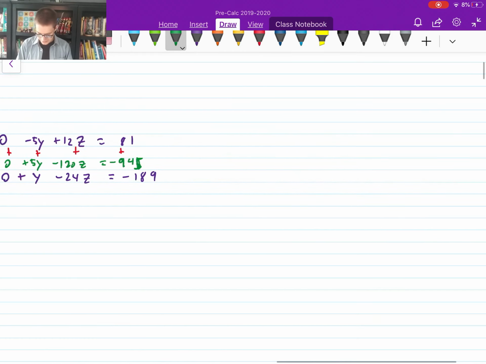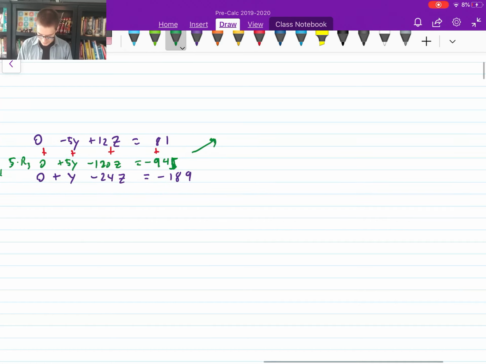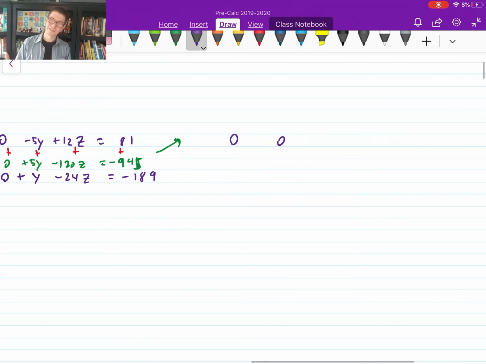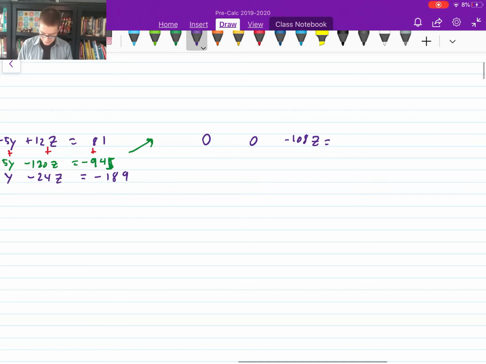Let's take that plus sign, and we're going to put that up in the second equation. So it gives us 0 plus 0 is 0. Negative 5y plus 5y is 0. And then negative 12z plus 12z plus a negative 120z, which should be 120 minus 12, should be 108. I want negative 108z equals 81 minus 945.